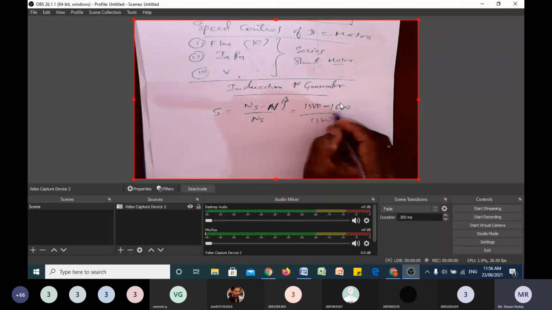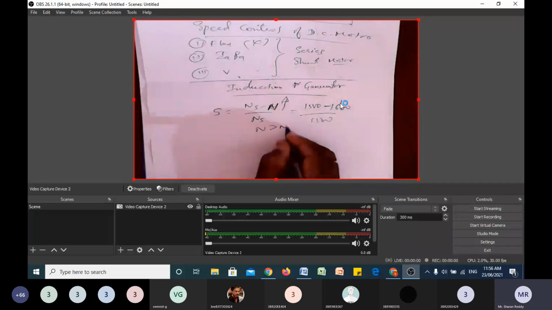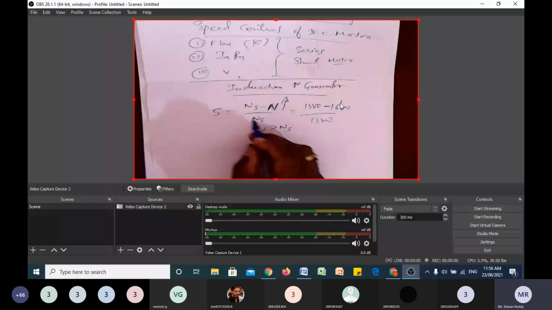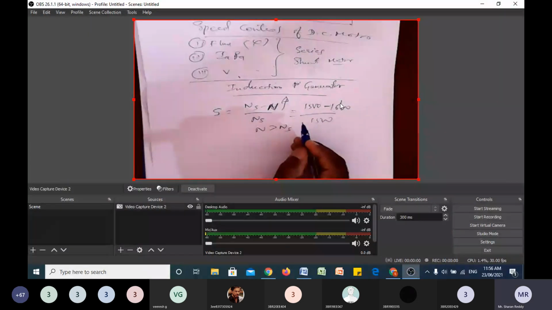N is greater than Ns. The rotor is run above the rotating magnetic field speed Ns, so we get a negative slip. When the slip is negative, it acts as a generator instead of a motor. So that we'll discuss if time permits.